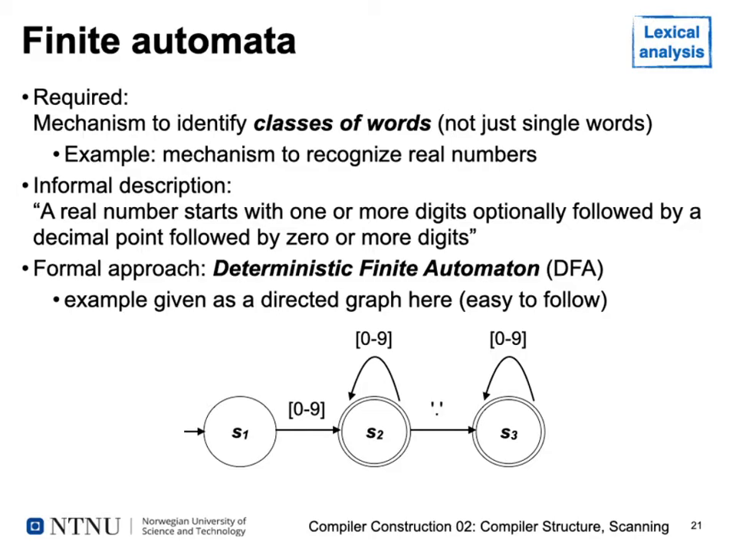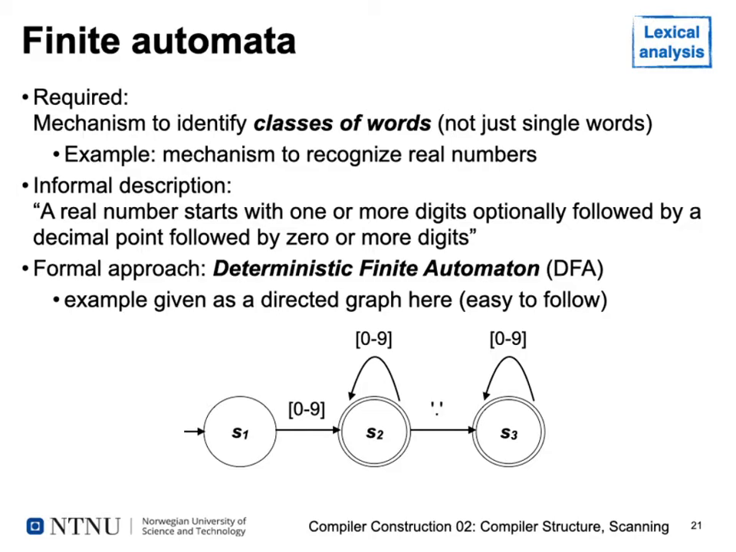So not just single words, but we want something that takes a character sequence as an input and outputs the information which class actually does this sequence of characters belong to. So for example, we want to have a mechanism that recognizes real numbers. And we can start with an informal description of a real number.